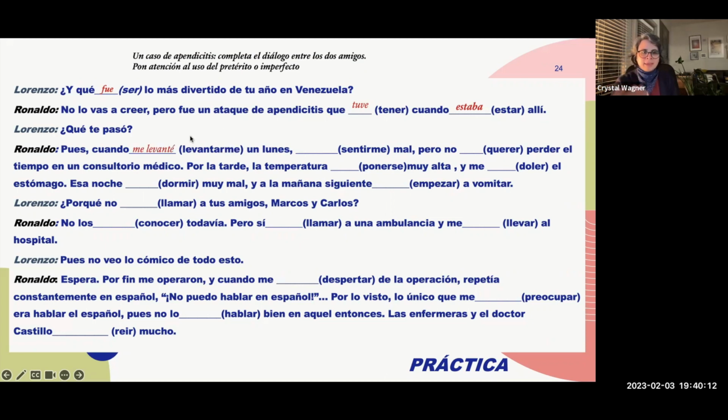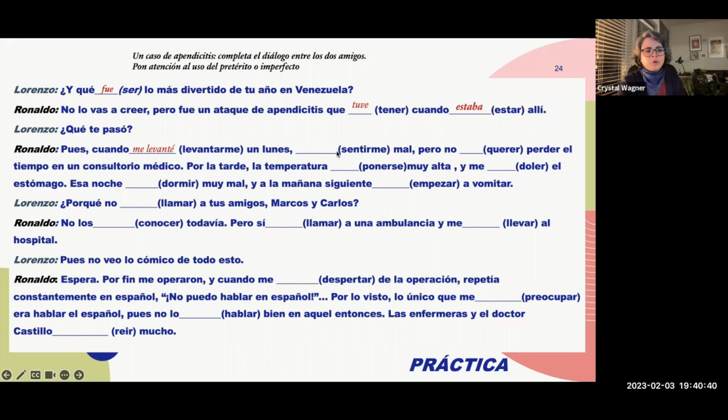Cuando me levanté. In this case, remember, because this is the preterite, we separate these two. El acento es muy importante. You cannot do without the accent in the preterite because if you don't put it, it may mean something else, a different tense, and therefore it would not be the preterite anymore, even if you conjugated it correctly. Pues cuando me levanté un lunes.